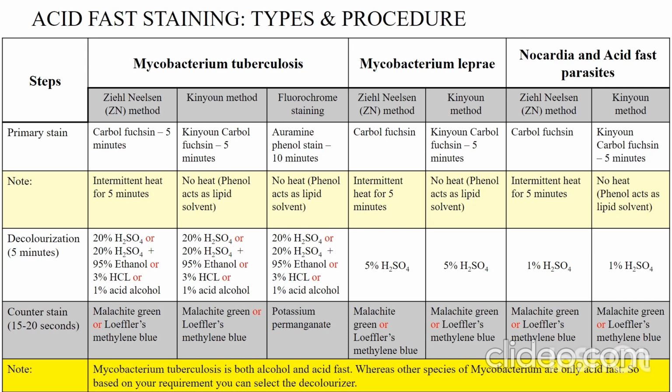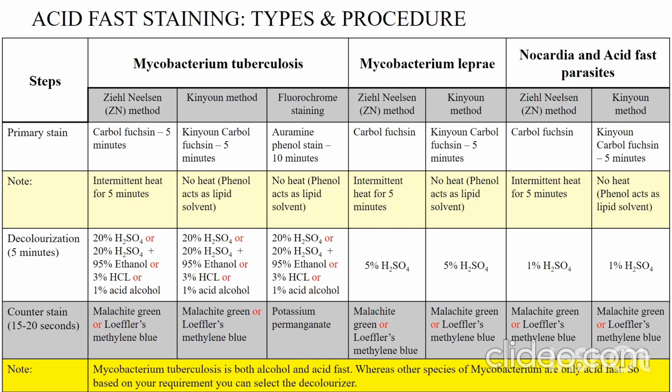Coming to Nocardia and other acid fast parasites, here the primary stain again is the same. It can be the Ziehl-Neelsen method with carbol fuchsin alone or Kinyoun's method with Kinyoun's carbol fuchsin. Here again heat is required for the Ziehl-Neelsen method, whereas for Kinyoun's method no heat is required. But the decolorizer is only 1% sulfuric acid, no HCl, no 20% or 5%. Here the counter staining is the same, malachite green or Loeffler's methylene blue can be used.